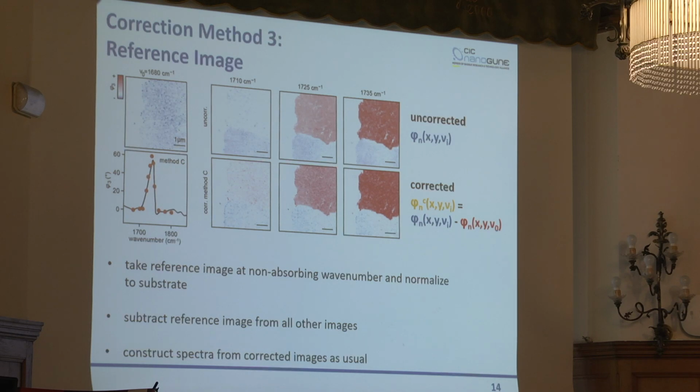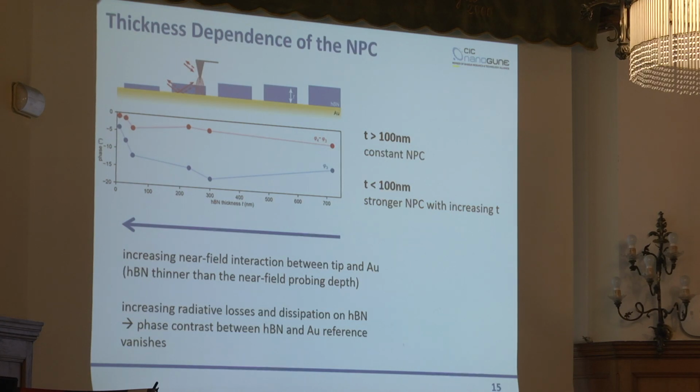Again, you can now extract the phase spectra, and it fits very well to the nano-FTIR here again. So basically, this is already more or less the whole story, but there's one thing I want to mention before I summarize. This negative phase contrast is thickness dependent. For very thick flakes of hBN, we have a constant negative phase contrast. But the thinner the flake gets, the lesser the negative phase contrast gets, because you are probing more from your substrate, the gold below, and then the phase difference is not as strong as before. So this is what you also have to keep in mind.